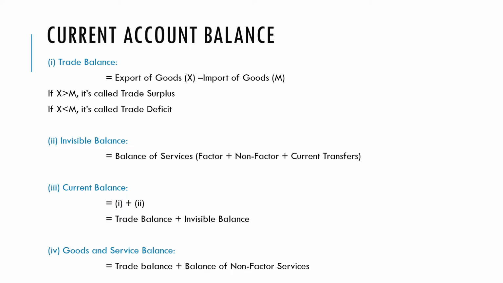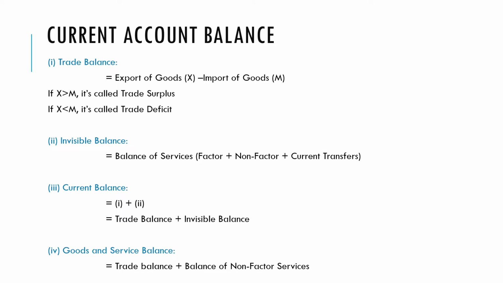Let us look at the current account balances. There are four types of current account balances. The first one is trade balance. Trade balance is on account of goods only, that is the merchandise. It is calculated as export of the goods minus import of the goods during a particular year.